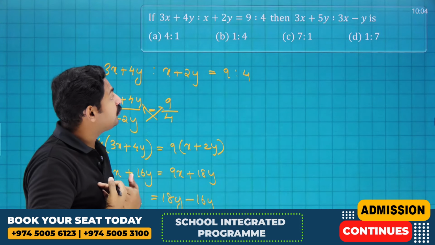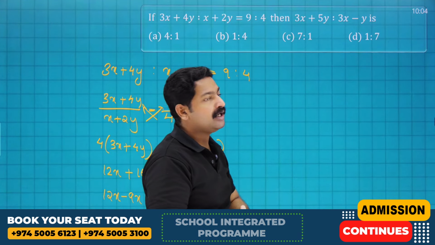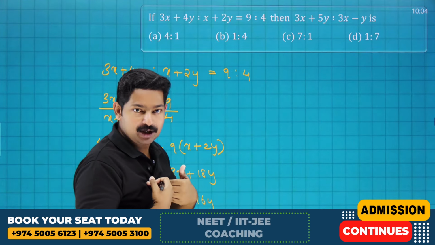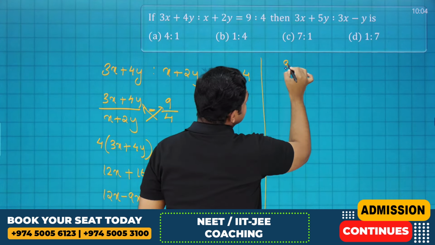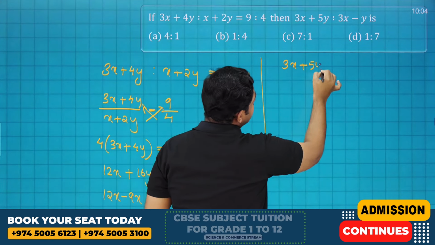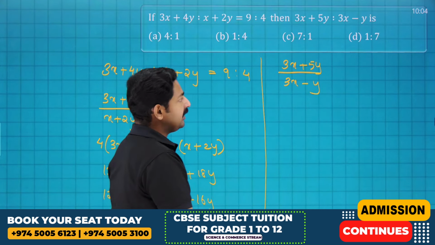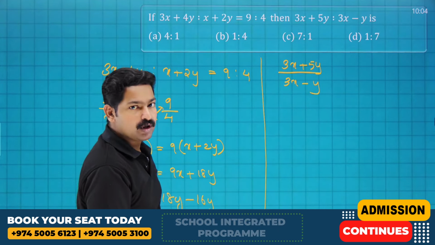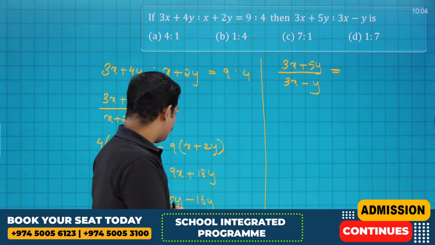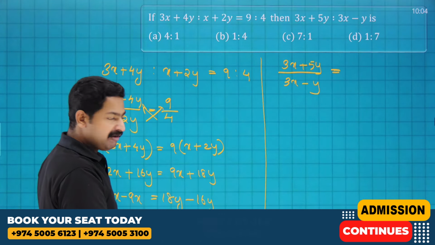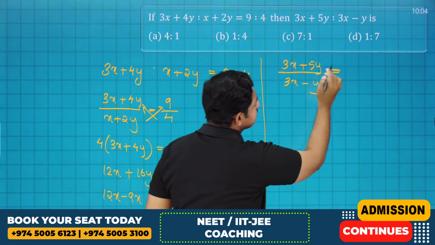Actually, what we need to find out is the ratio of 3x plus 5y is to 3x minus y. That is the ratio that we need to find out. So I am just finding 3x plus 5y by 3x minus y, which is equal to, from equation number 1, what is the value of 3x? The value of 3x is 2y. So here 3x is there, and instead of 3x, I am putting 2y.